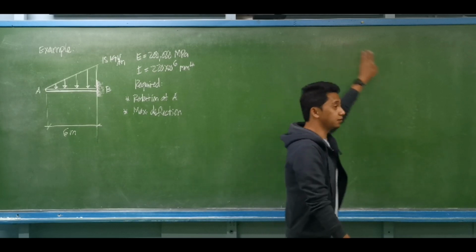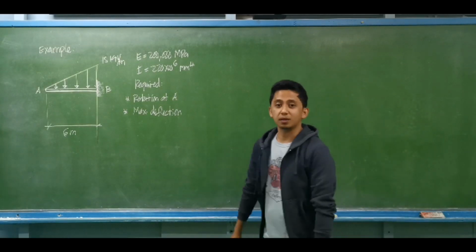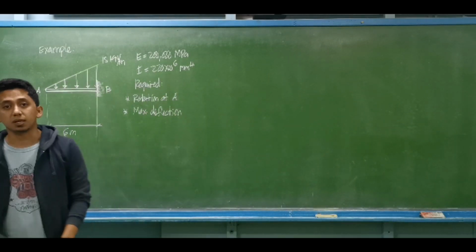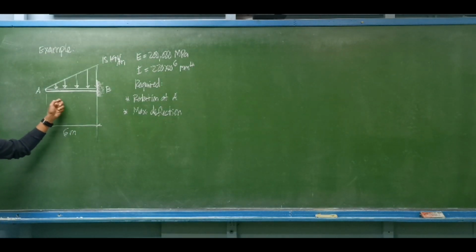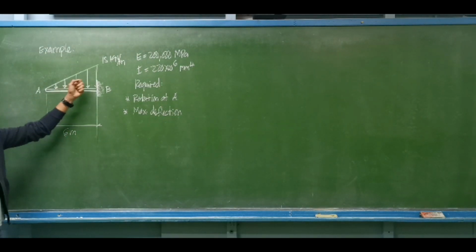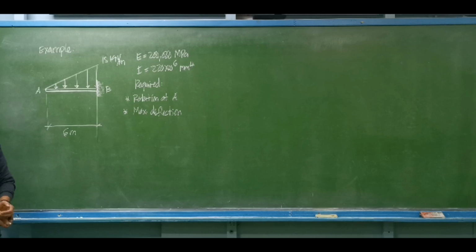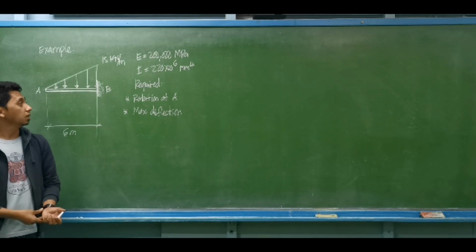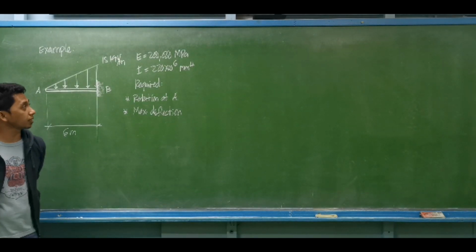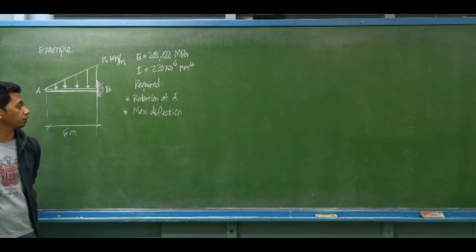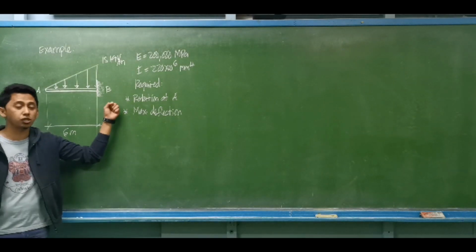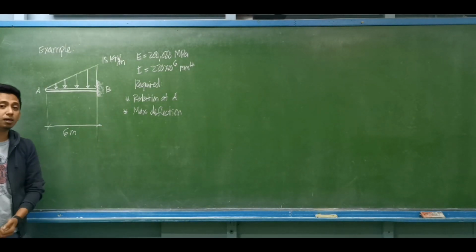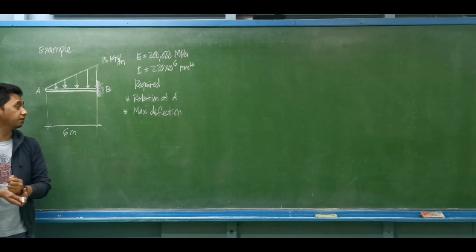The second example for the double integration method. We have this cantilever beam loaded with a varying load of 15 kilonewtons per meter over a span of 6 meters. The modulus of elasticity is given as 200 megapascals, and the moment of inertia is 220 times 10 raised to 6 millimeters to the fourth. Required: what is the rotation at A and what is the maximum deflection?